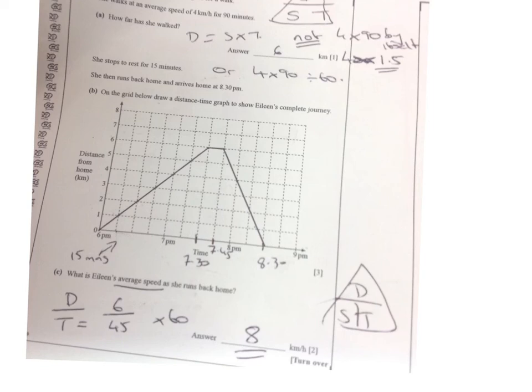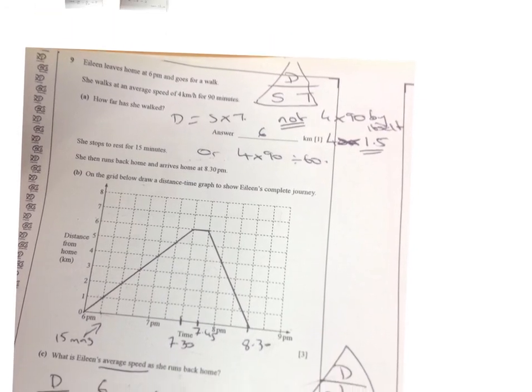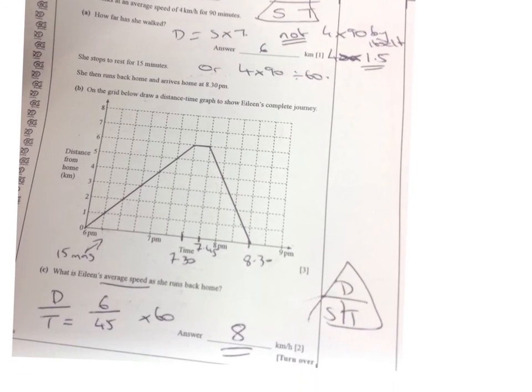Okay. She stops for a rest. She runs back home and arrives home at 8:30. On a grid below, draw the distance time graph. Okay. So we know from the top that she walked for 90 minutes. So she left home at 6 o'clock. She walked for 90 minutes, which is 7:30. So that's her there. She walked, remember, 6 kilometers. So that's that diagonal line there. She then rests for 15 minutes, which is one of these barriers. So she rests there. And then she arrives home at 8:30. So we need to go back down to know that's 8:30 and do that.